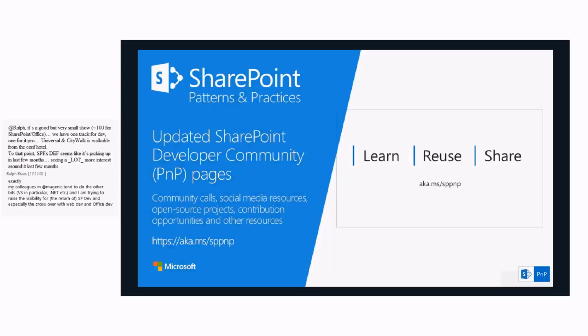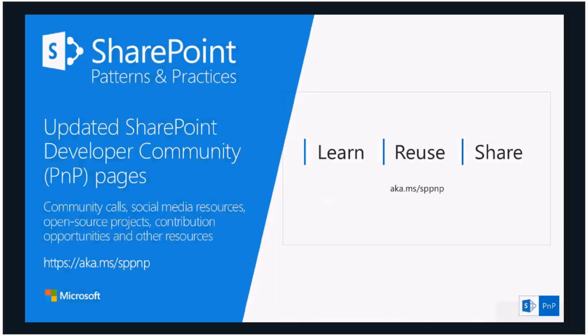So the aka.ms/sppnp, our classic community pages, are now on docs.microsoft.com. You can now much more easily find community call information, social media resources, our open source projects, the contribution opportunities, and other resources. We're listing all of the repositories and their usage and what they contain, for example, in these community pages. And what's really great about this is that these are in GitHub. These pages are served from GitHub, so anybody can submit modifications or suggestions. If we're missing something from these pages, you can absolutely do a pull request and suggest an edit on the pages as well.